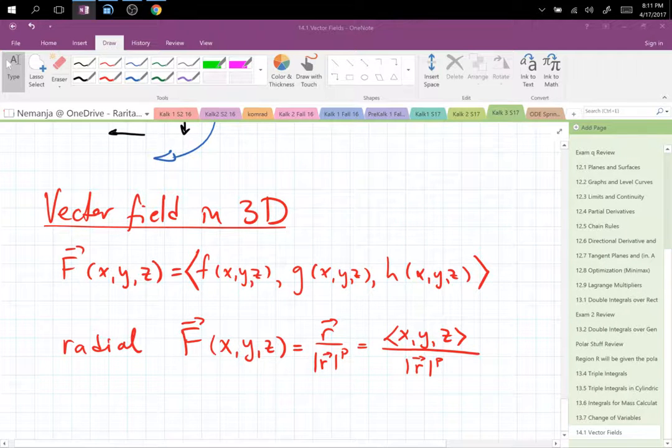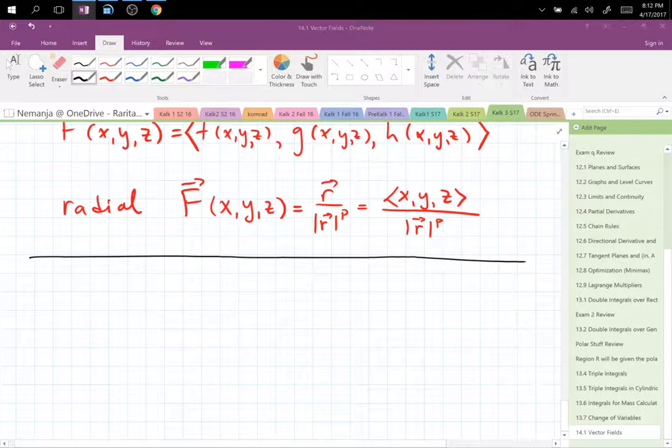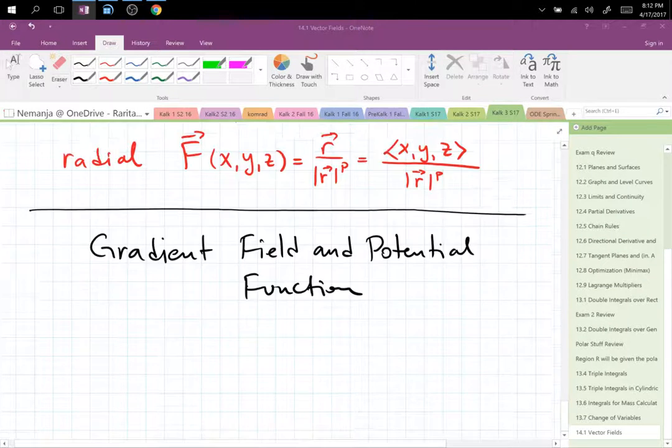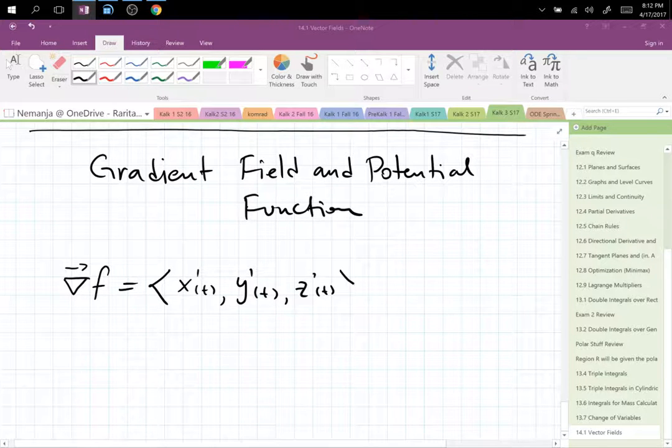So hopefully you guys will look at this stuff and practice drawing these. Now, the last part is gradient fields and the potential function. All right, so do you remember what the gradient was? Yes. So the gradient of the function f was a vector when you had your derivative of x prime, y prime, and z prime, let's say, for 3D right away.